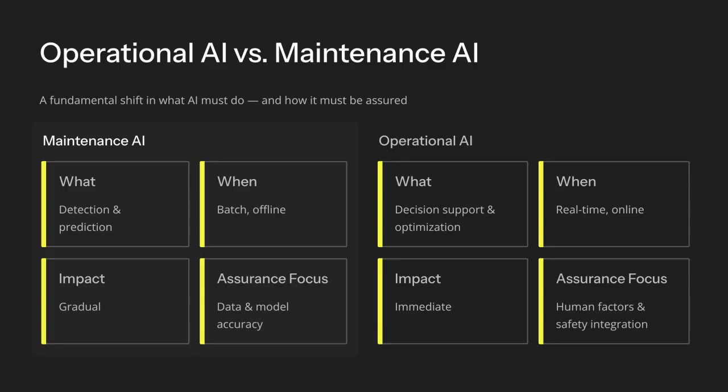That's the key implication here. Operational AI doesn't just need a different set of tools, it needs a different assurance mindset, one that puts the human operator, their cognitive load, and their ability to stay in control at the very center of the design.